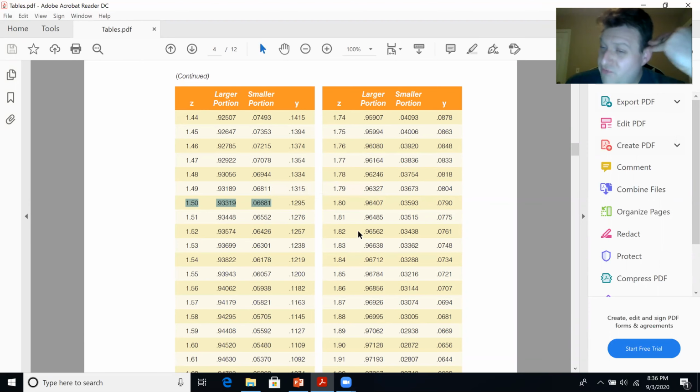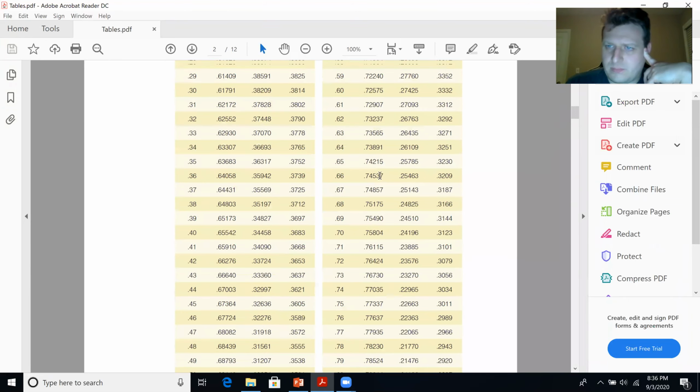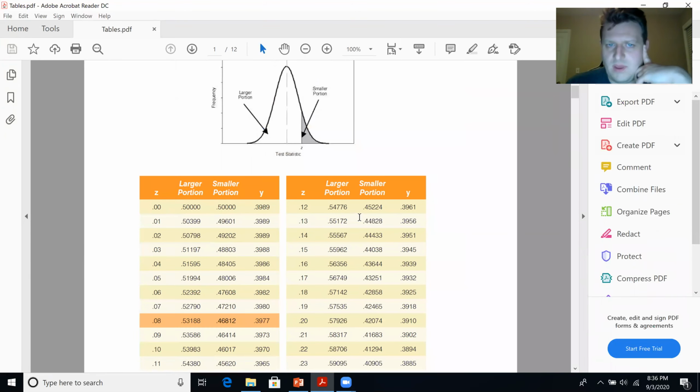Originally, when we first did this problem with the extroversion, let me scroll back up here. The smaller portion indicated the percentage of people that scored higher than the particular value. The larger portion was the percentage of people that scored lower than the particular value. All right, but luckily for us, we can use the same logic to find out what to do for a negative z-score.